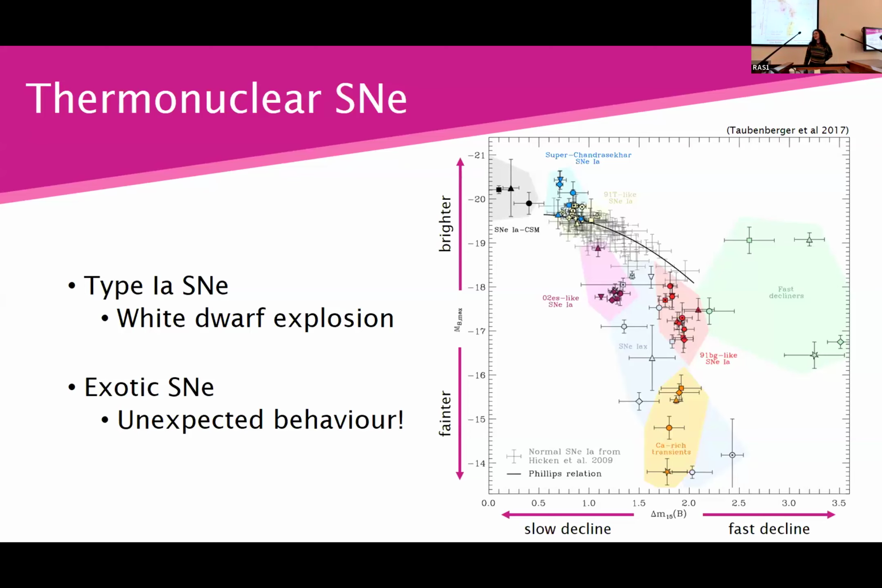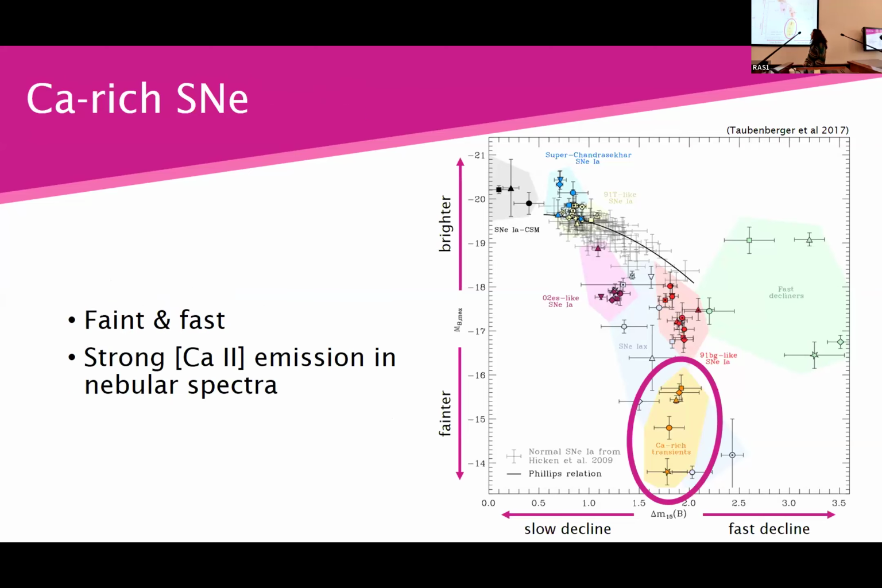So to bore you with this plot again, this is just the parameter space that we're looking at. You've got the normal ones, then the funky, interesting ones, and the non-biased opinion of the best exotic ones, like the calcium-rich transients, faint and fast ones, so called because they're fainter than normal type Ias, and they evolve at the fast end of normal. And they're characterized most prominently by the very strong forbidden calcium-2 emission in the nebular phase spectra.